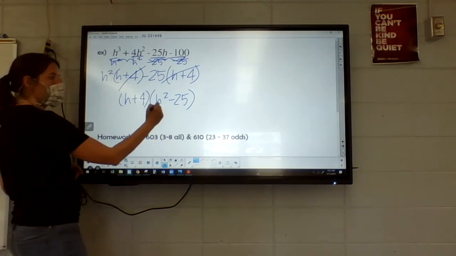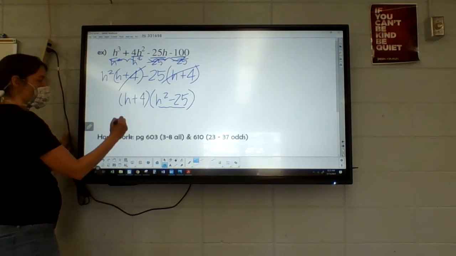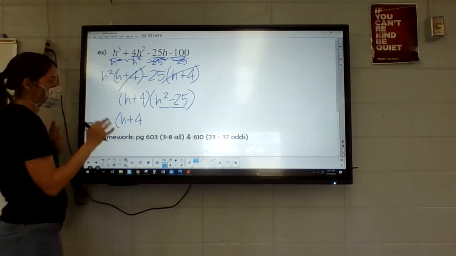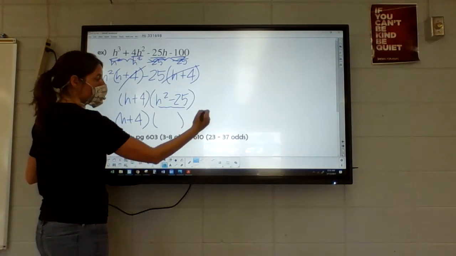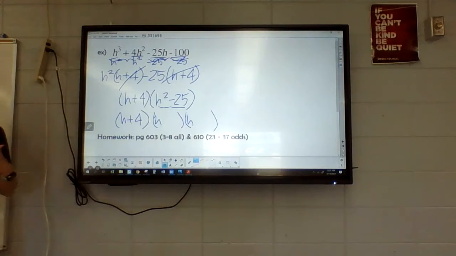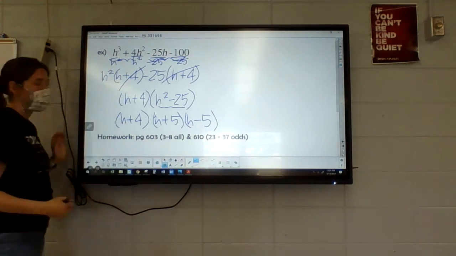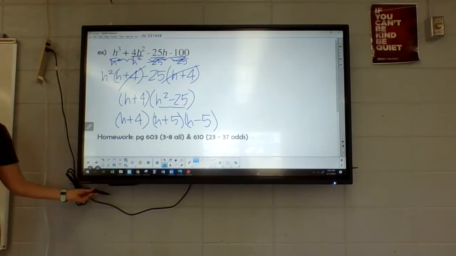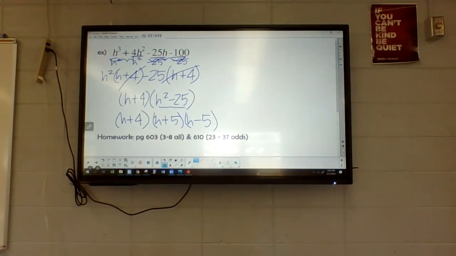Do you see it? So h plus 4 is going to stay that way. The h squared minus 25, that's a difference of squares. h times h. What times what equals 25? 5. So plus 5, minus 5. Wait, you can do that? Yeah, I know, that's pretty crazy. Getting wild over here with our factoring.